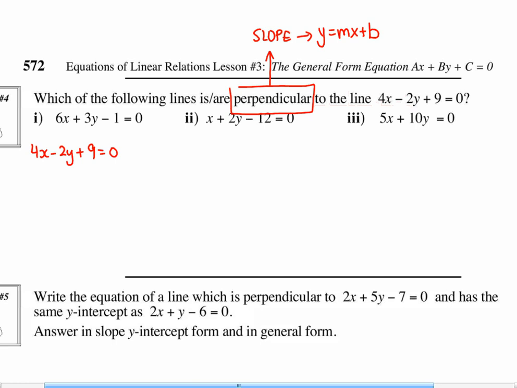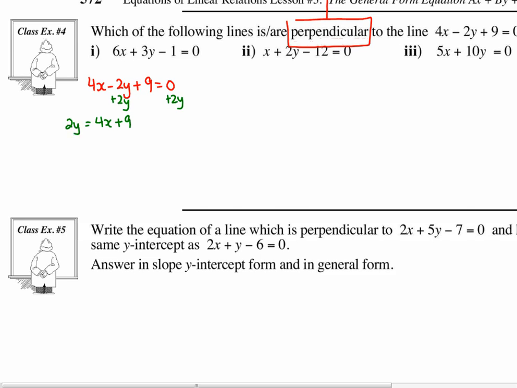First step, remember, general form's always useless. Put it into y equals mx plus b automatically. Plus 2y. Which gives me 4x plus 9 equals 2y. Then divide everything by 2. So y equals 2x plus 9 over 2 or 4.5.